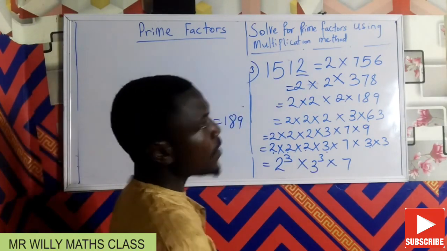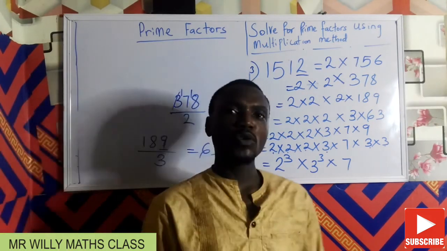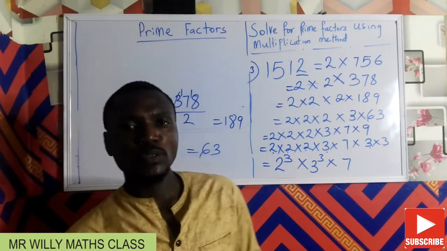So this is how to solve for prime factors of a given number using the multiplication method.